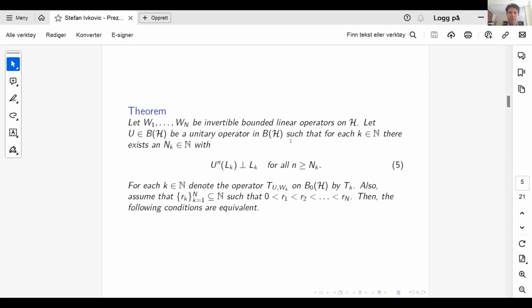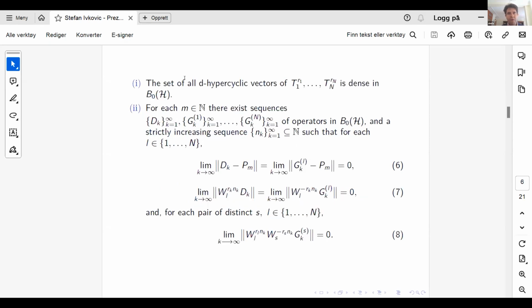And then with this setup, we have the following equivalent conditions. The set of all d-hypercyclic vectors of this sequence is dense in B_0(H), or in other words, this sequence is densely disjoint hypercyclic in B_0(H). And then the equivalent condition is the following.